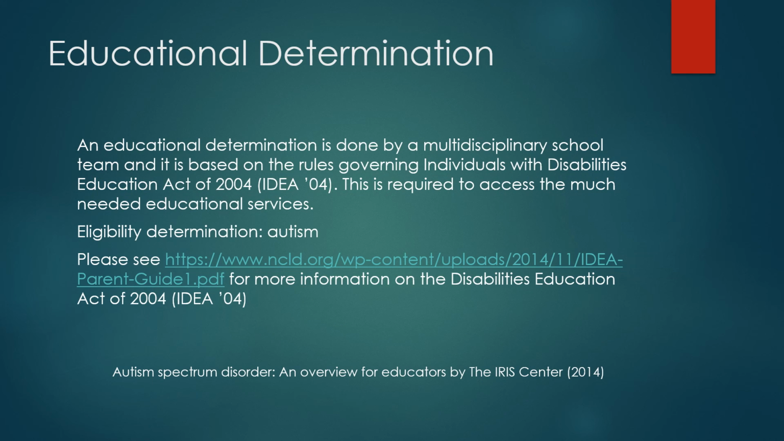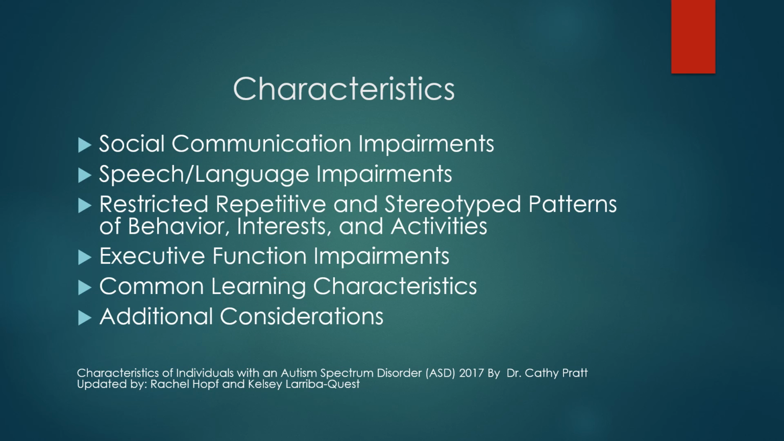Educational determination. An educational determination is done by a multidisciplinary school team, and it is based on the rules governing the Individuals with Disabilities Education Act of 2004. This is required to access the much-needed educational services. These are possible characteristics: social communication impairments, speech-language impairments, restricted repetitive and stereotyped patterns of behavior, interests, and activities, executive function impairments, common learning characteristics, and additional considerations.